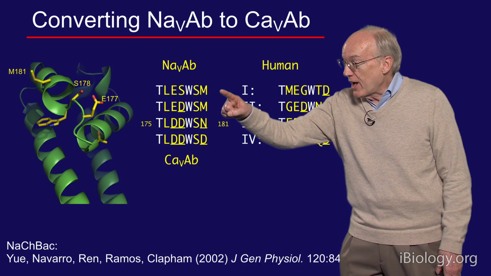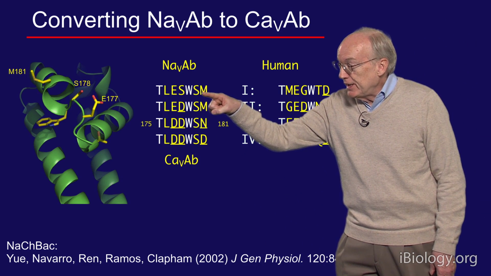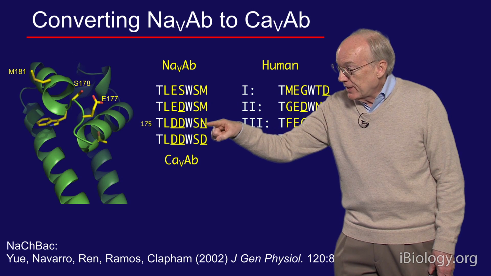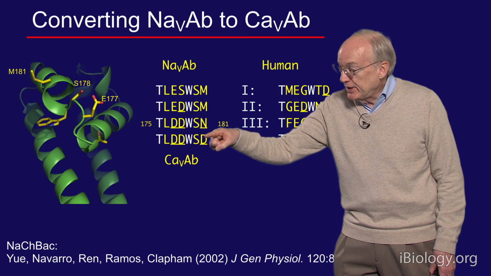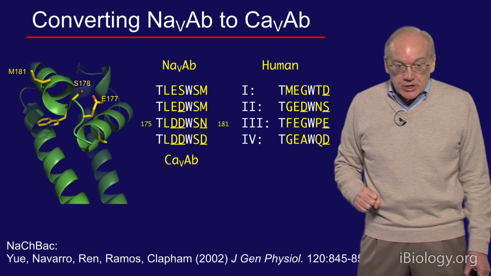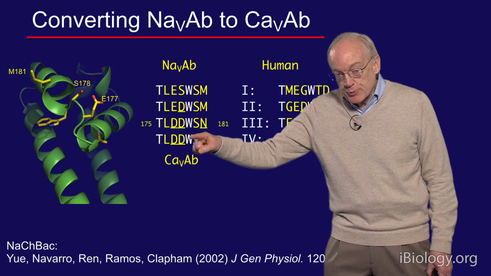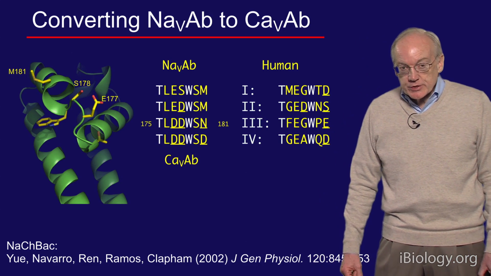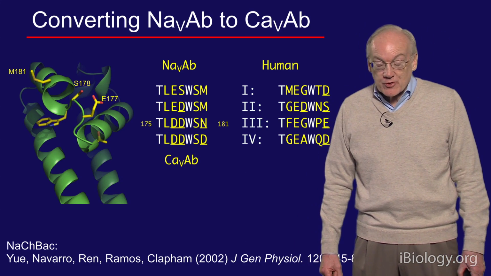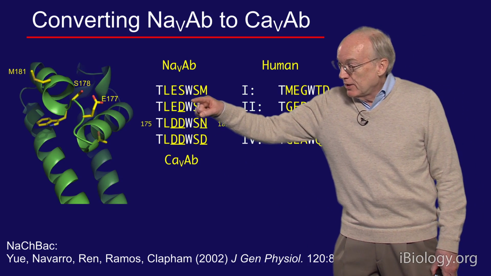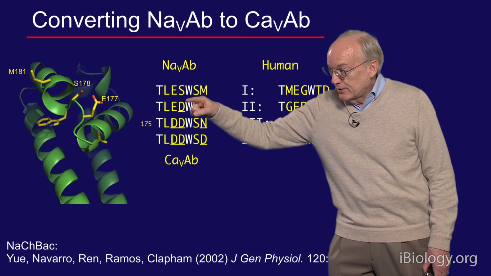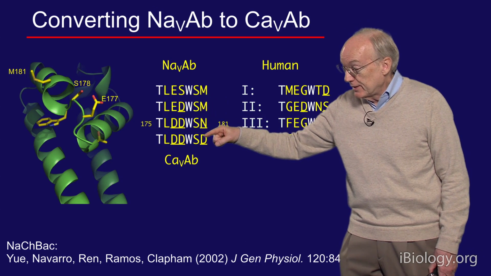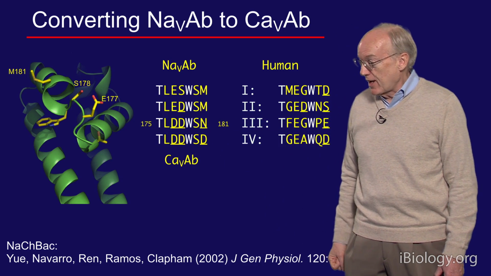So here, for NaChBac, the key sequence is ESWSM. It also has T and L in front, but we're not going to change those. To make CaVab, we change that sequence to DDWSD. Now, if you know single amino acid code, you'll know that a D is an aspartate residue, a negatively charged residue. So essentially what we've done to make the sodium channel into a calcium channel is to change two amino acid residues from uncharged to negatively charged. We changed this key serine residue, S, to aspartate, D. And we changed this key methionine residue, M, to aspartate, D. And this changed NaChBac to CaVab, as I'll show you.